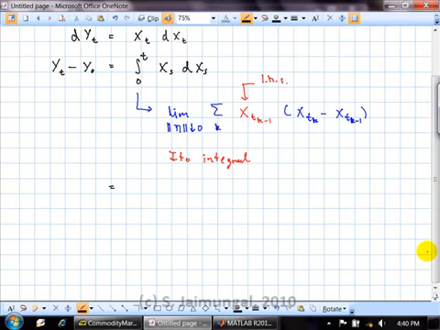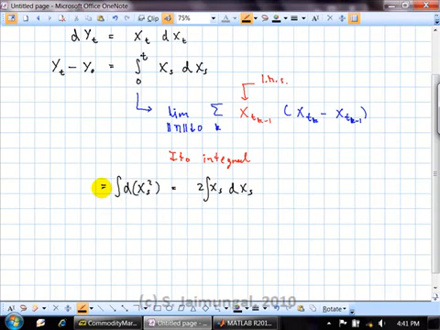Isn't it just a half x squared minus x0 squared? Right? Because if it were differentiable, I know that the derivative of x squared is twice x dx, right? I know that. So if I integrate this, I integrate that.